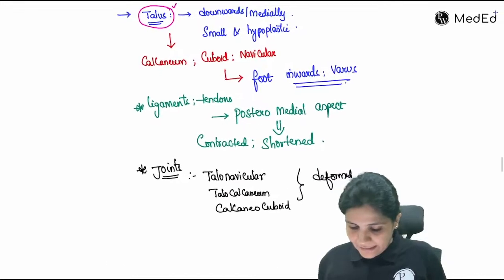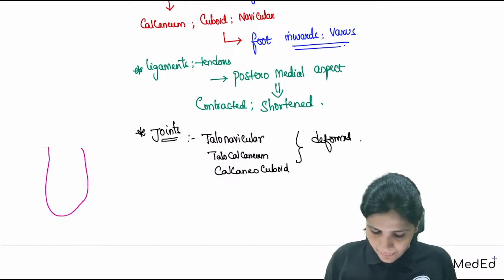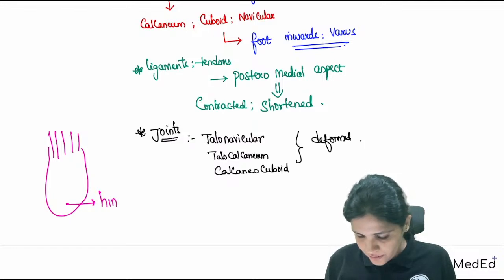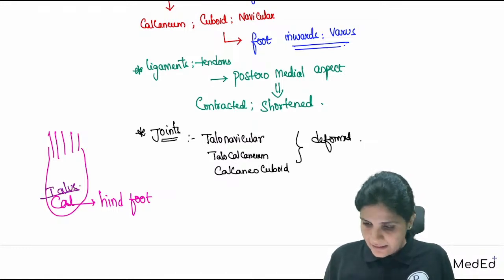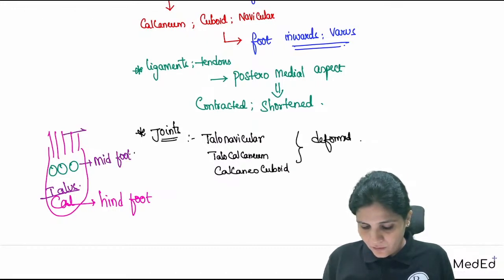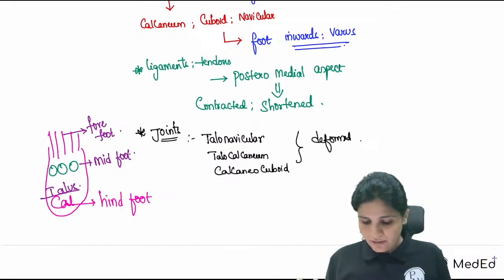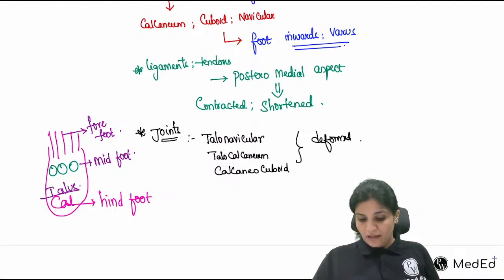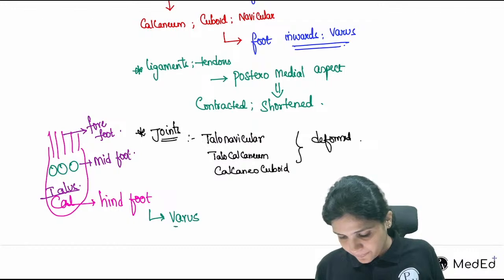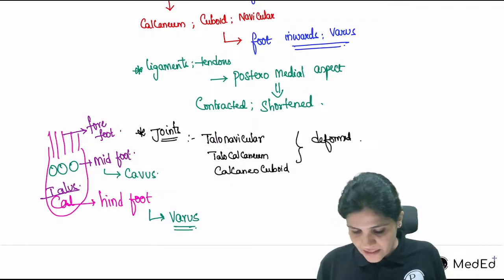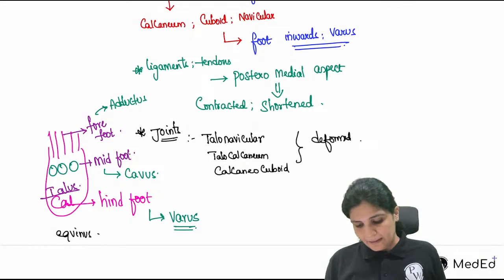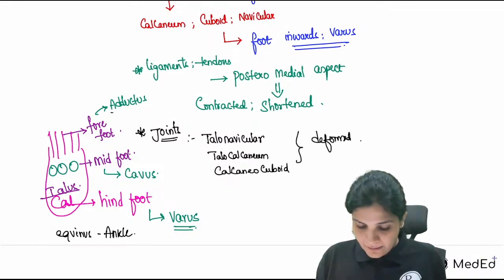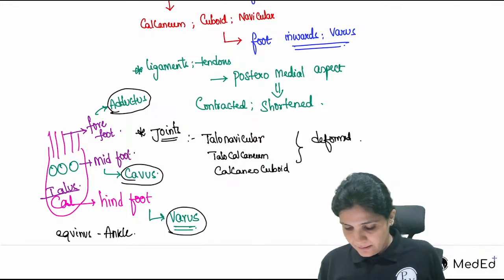So what you have to remember is the parts of the foot. This is your hind foot, where there are only two structures, the calcaneum and above it the talus, right? And your tarsal bones here, this is your midfoot, and all this is your forefoot, right? So this you have to remember. So which one is what? This hind foot will go into varus, and this midfoot will go into cavus. This forefoot will go into adductus. And equinus, you all know, that is your ankle. Right? Is that clear?